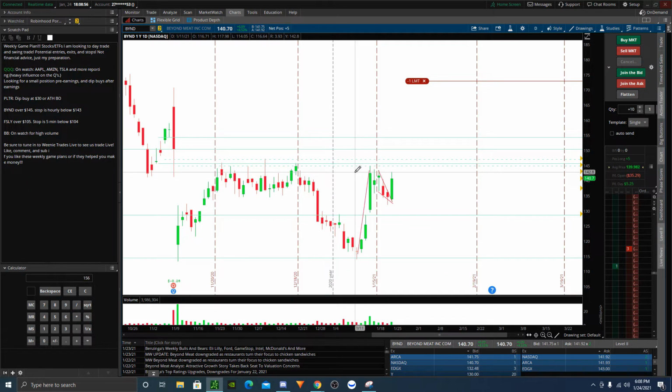So I'm looking to add to my Beyond position just over 143. And I'm also going to be adding over 145. And I'm going to be looking for a move all the way up to 150. So I'm going to probably take a little bit of profits right around 148, 149.